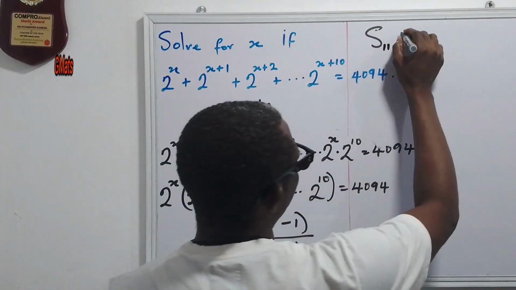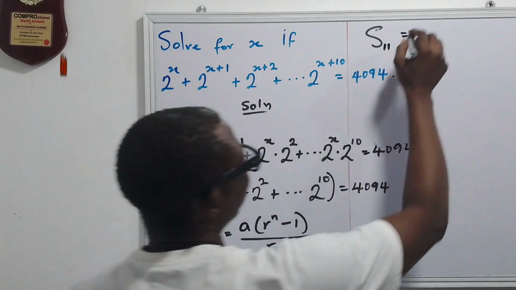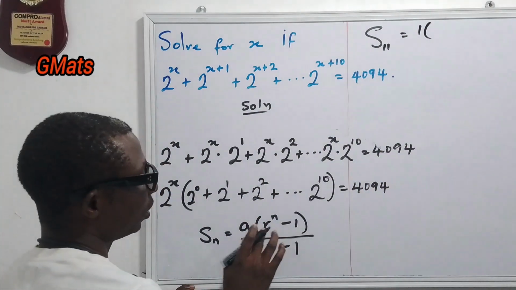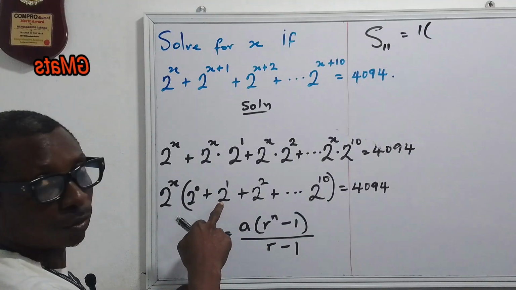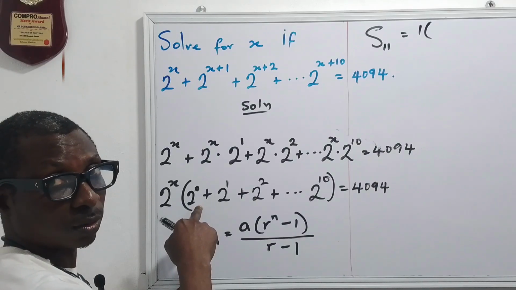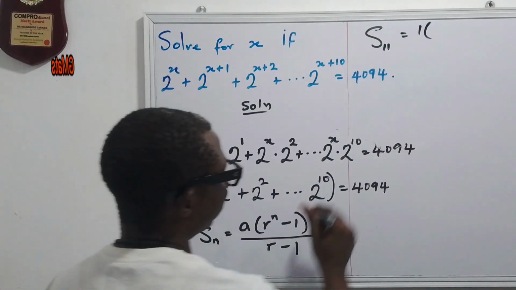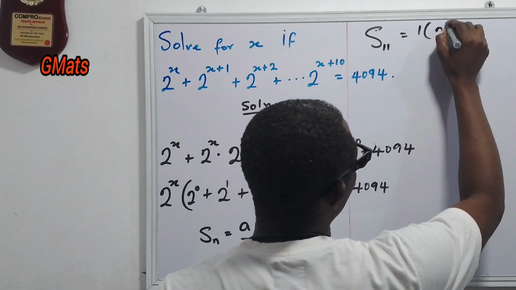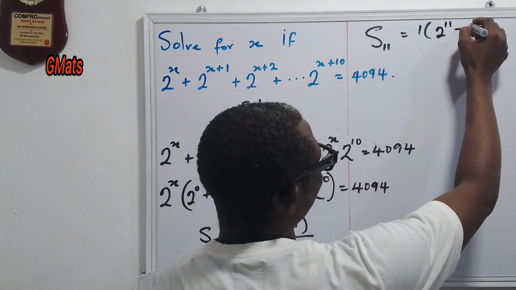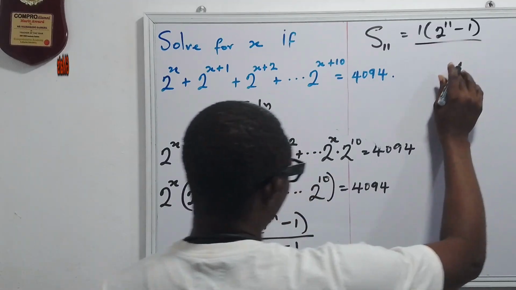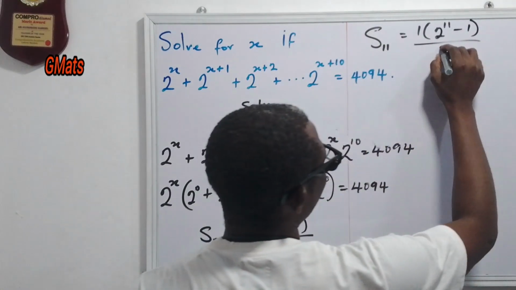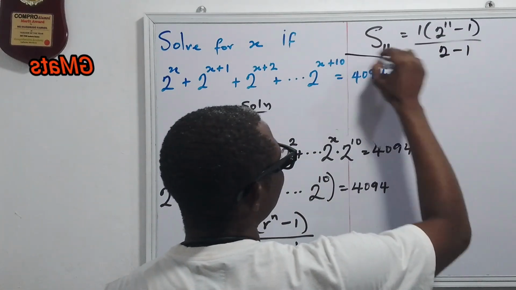So it equals, now the first term is 1. So we have 1 times, now what is the ratio? Now the ratio is 2 raised to the power of 1 divided by 1. That's the same thing as 2. Okay, so now we have 2 raised to the power of 11 because n is 11. All right, minus 1, everything over 2 minus 1. R is 2. So we have 2 minus 1.